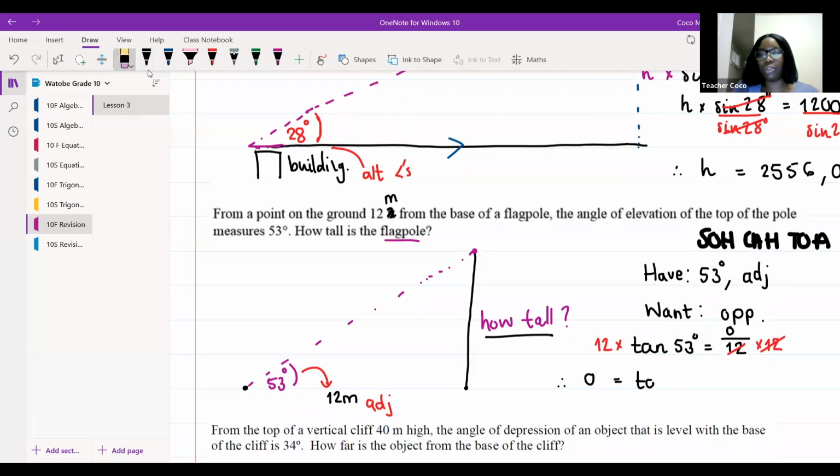Let me not lie to you guys: 12 times the tan of 53 degrees. Punch it into your calculator, guys, and let me know. Therefore, opposite is equal to... How tall is my flagpole?